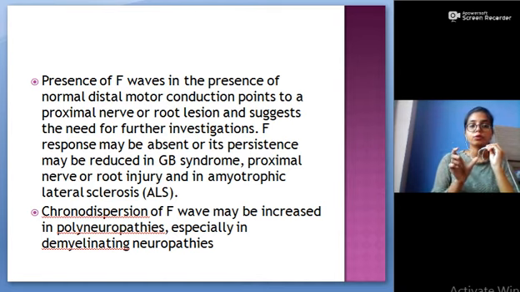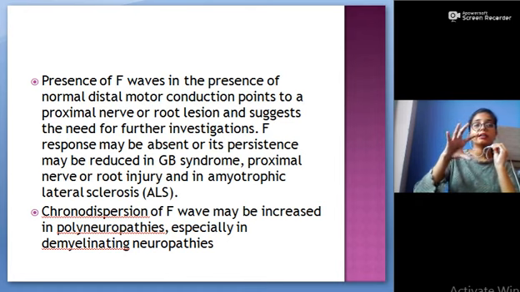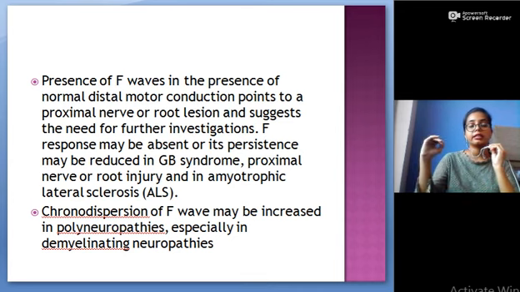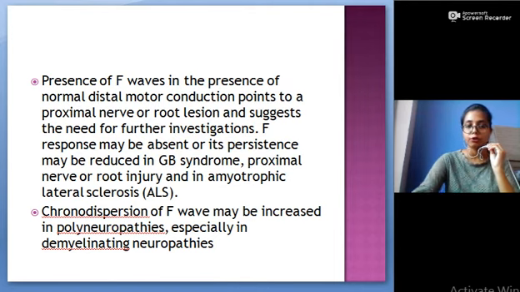These are the points to be considered. F wave leads to an early diagnosis. There is a possibility that abnormalities in nerve conduction study may appear in the later stages, but F wave will give us a quick and faster diagnosis when the distal motor conduction latencies are still normal. Chronodispersion of the F waves may be increased in demyelinating neuropathies. That is again a diagnostic measure.